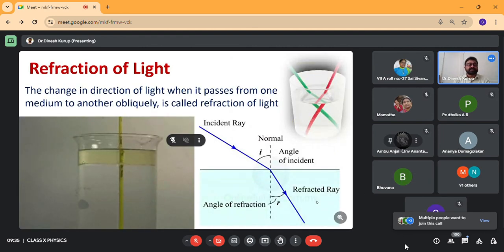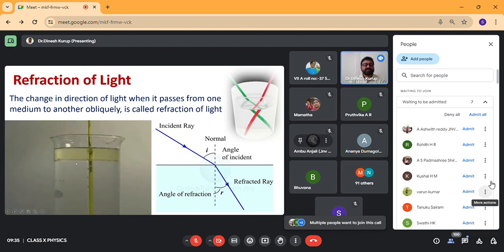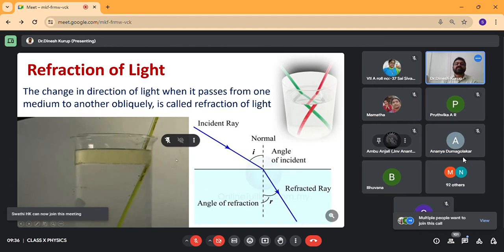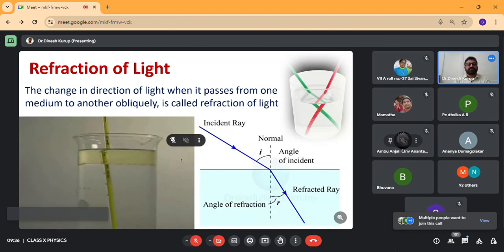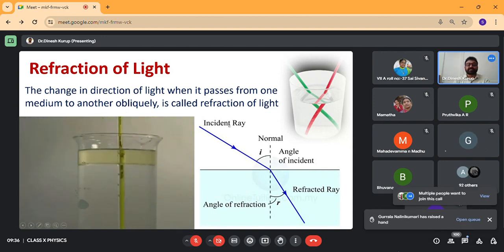See this one. This is called refraction of light, bending of a light ray. When it is straight, nothing happens. But when it is moving to one side, it is bending. So the change in the direction of light when it passes from one medium to another obliquely. What is the meaning of this obliquely?